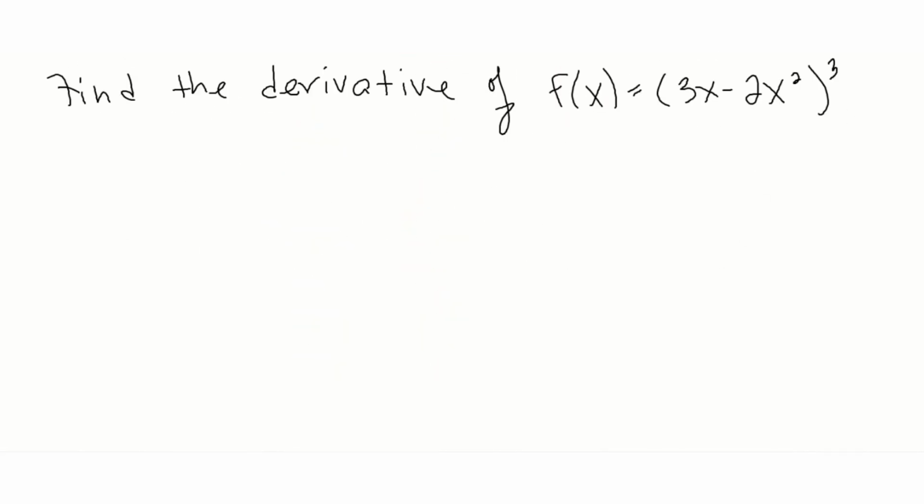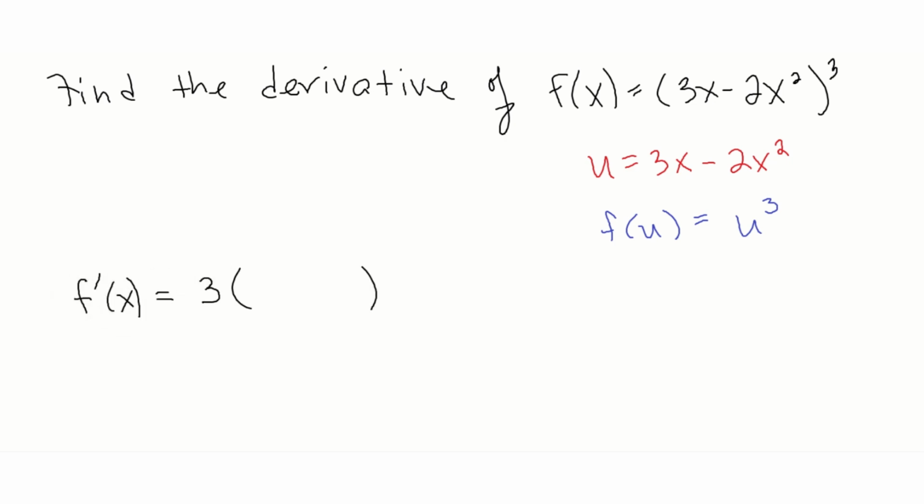Let's do one more. Find the derivative of this function. This time let u be 3x minus 2x squared. Apply the power rule to get the derivative of the outer function, times the derivative of the inner function.